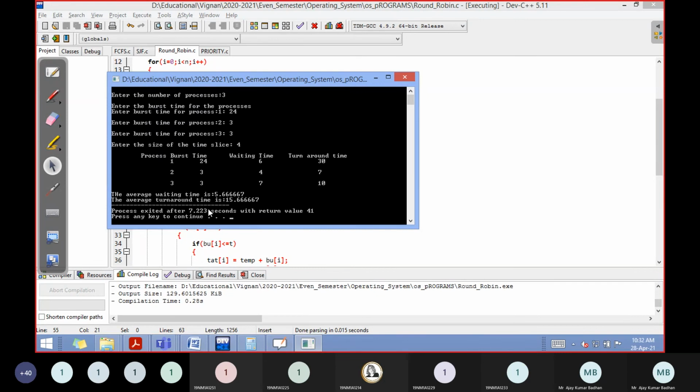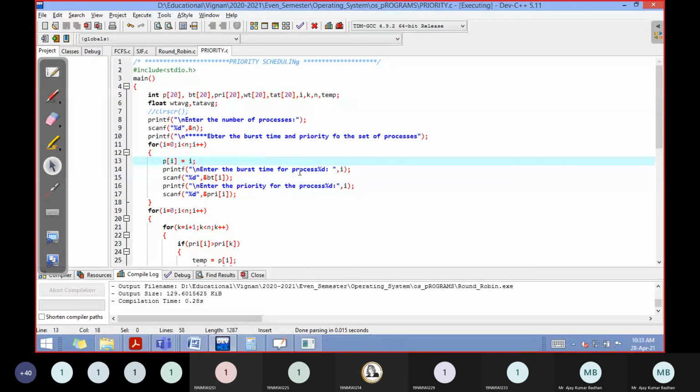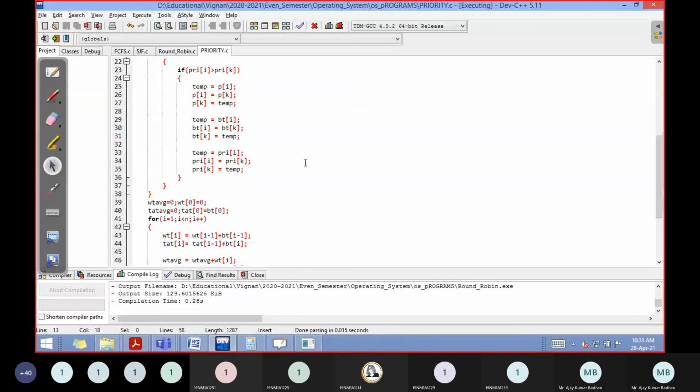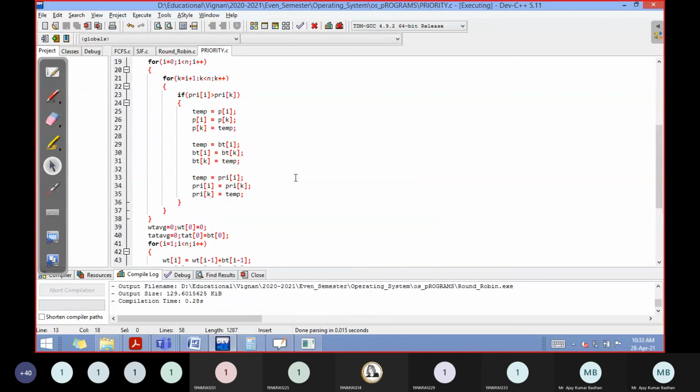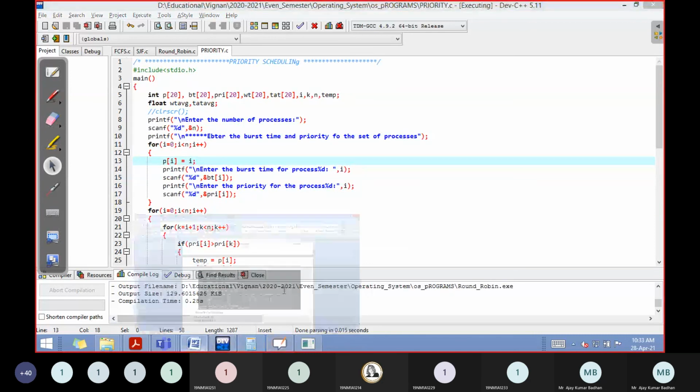Like FCFS, we have seen that 2.3 milliseconds completed. SJF has to do some comparison, 4.5. Now round robin takes 7.223 milliseconds, sorry, seconds, to execute. The same way we can do priority also. Priority is nothing but we allocate a priority here, and based on the priority we execute our program. That's it.